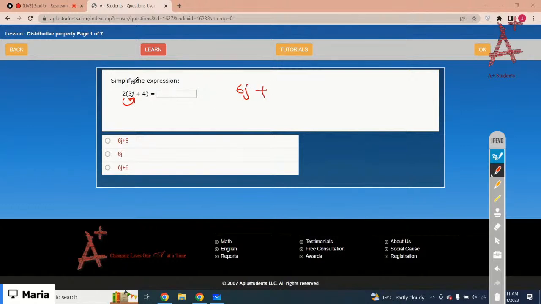Then you have to do, just write down the positive sign as it is. Now you have to do 2 times 4. 2 times 4 is 8. So that means the correct option is 6j plus 8. Option number 1 is the correct option.